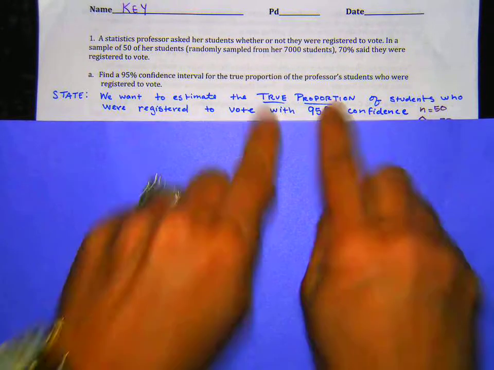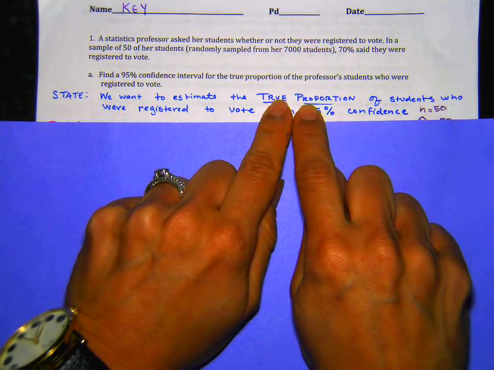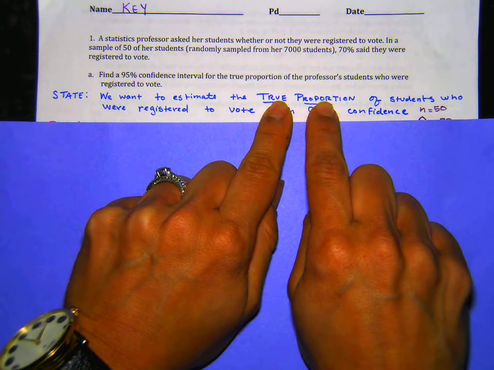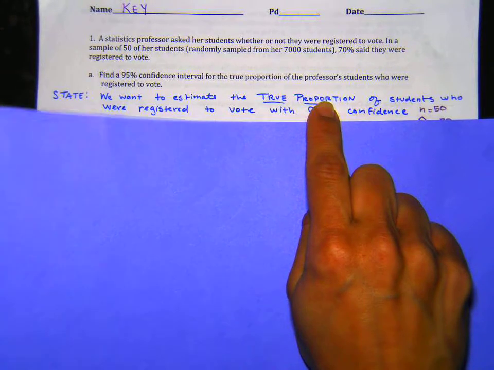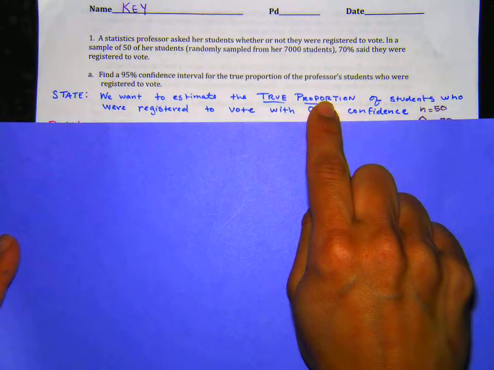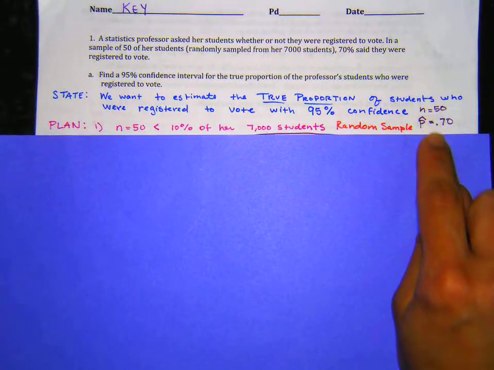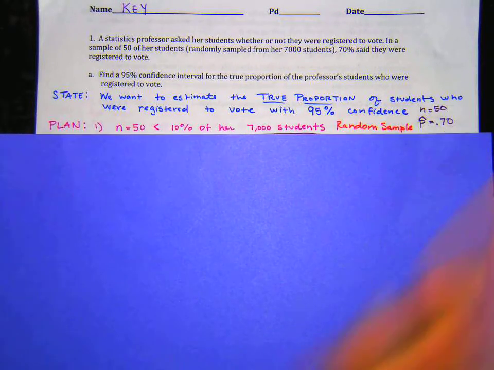When I write that out, I emphasize a couple things. True proportion, that means I'm working with categorical data. That's important. That means I'm going to be using a Z interval. n is 50, p hat is 0.7. I'm pulling out what I do know from the problem.